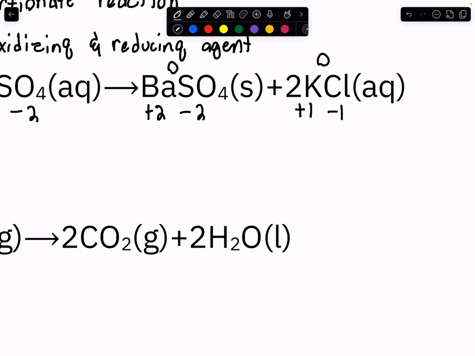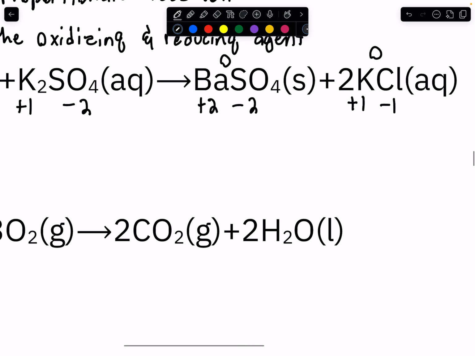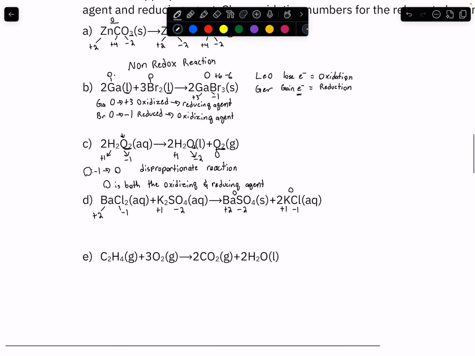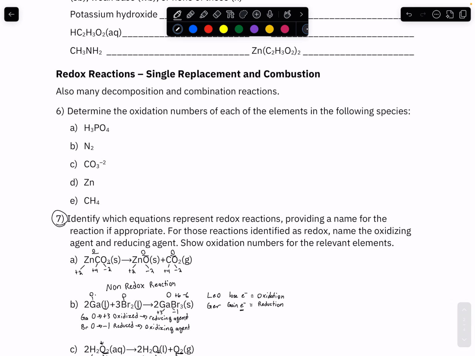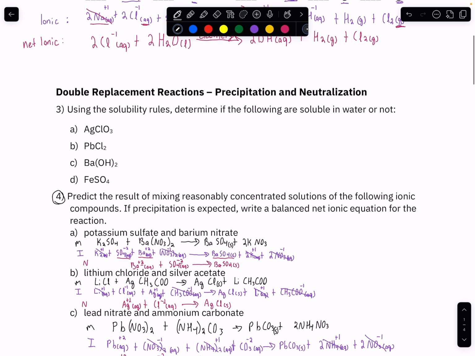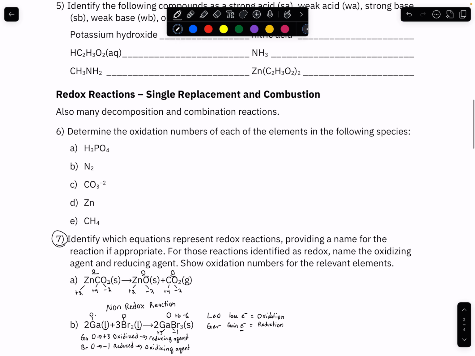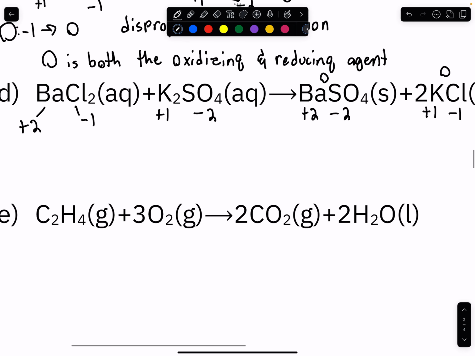So in this case, this is a, what is it called? Ooh, it's on the tip of my tongue. It is a precipitation reaction. It's a precipitation reaction. I could not remember precipitate for some reason, but it's not a redox.